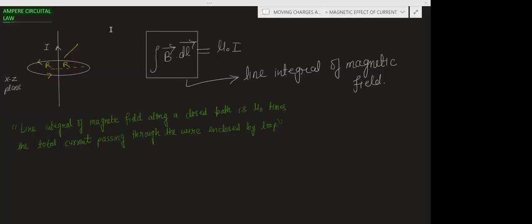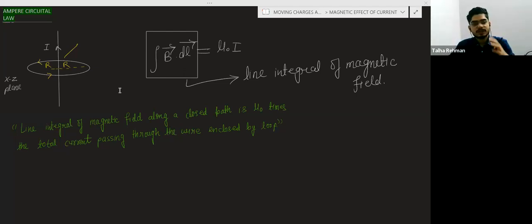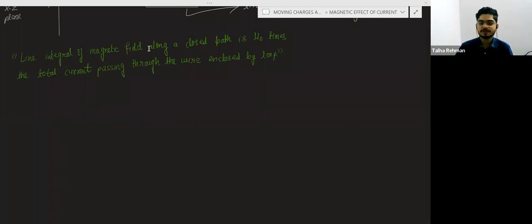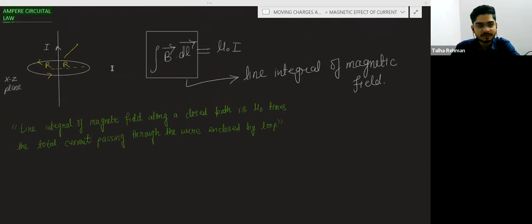Now see, Ampere's law is this. This is the statement of Ampere's law. First, read the statement: the line integral of magnetic field along a closed path is mu naught times the total current passing through the wire enclosed by the loop. So I am explaining this with the help of an example.